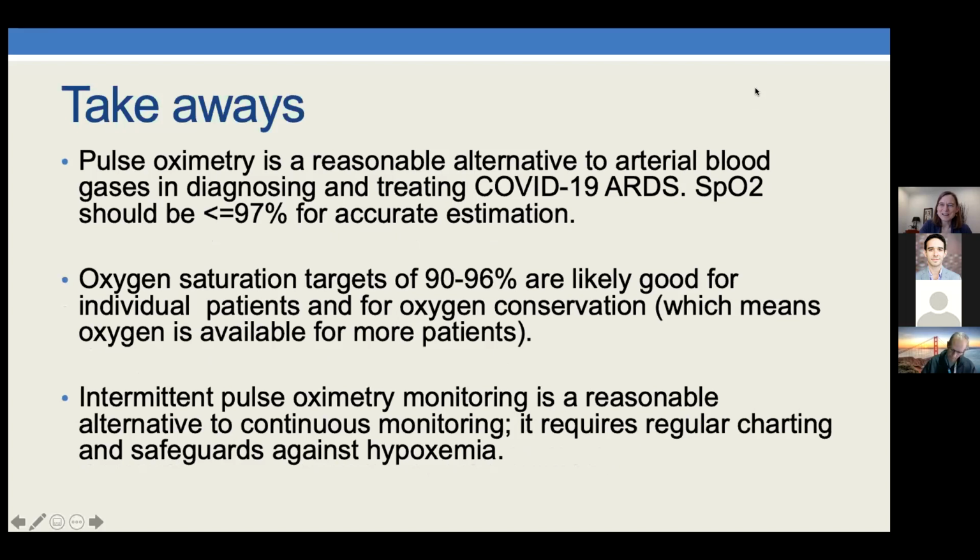Just to get to the bottom line first, pulse oximetry is a reasonable alternative to invasive arterial blood gases to diagnose and treat COVID-19 ARDS. It's important to note that the saturation on the pulse oximeter should be less than or equal to 97% to maintain accuracy. The second main point is that probably a target between about 90 and 96% is good both for patient outcomes as well as for conservation of oxygen. And finally, while intermittent pulse oximetry certainly may miss hypoxemia, there are things we can do to mitigate that risk, and we'll talk briefly about those.